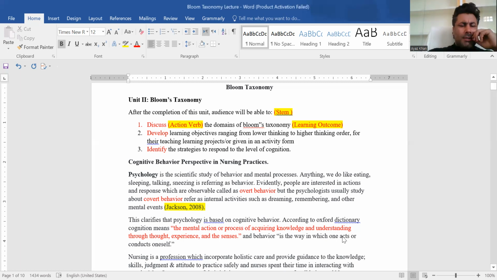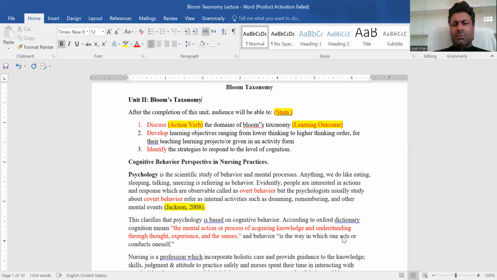In order to start the class, first of all, there is a need to discuss the brief background of how the cognition process occurs and what is the mechanism by which learning occurs. Actually, the perspective of cognitive behavior in nursing practice can be described by defining psychology.